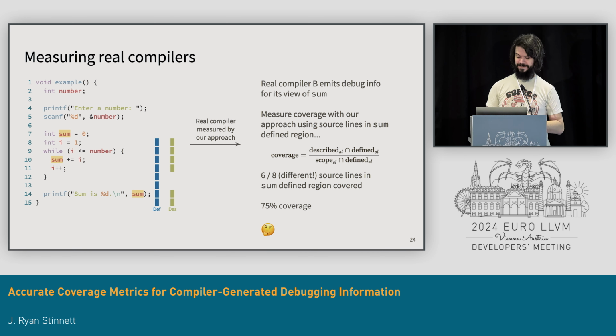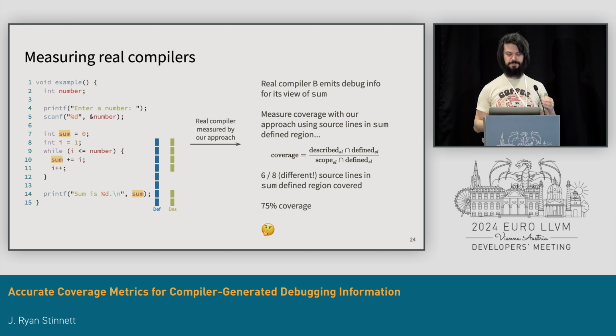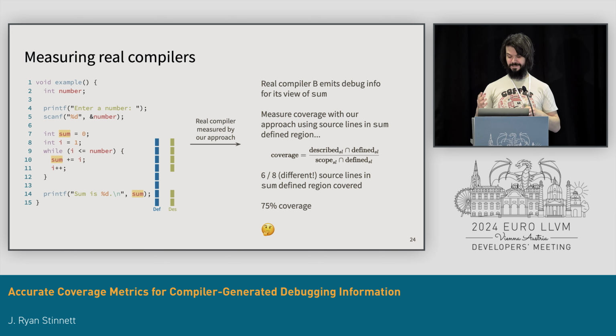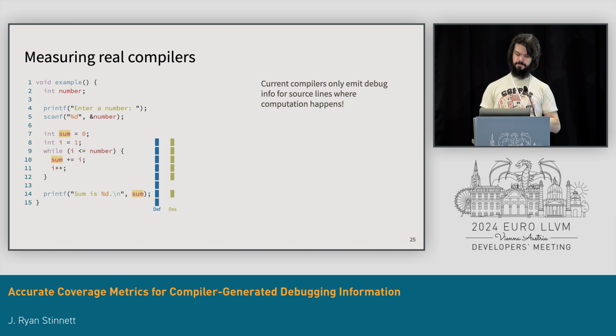Or, we might get a different compiler that does a slightly different thing with the source lines. Okay, this is 6 slightly different source lines, still not quite what we'd like to see. So what can we do about this?